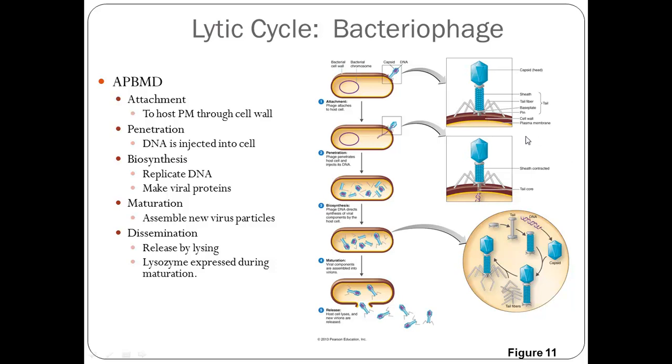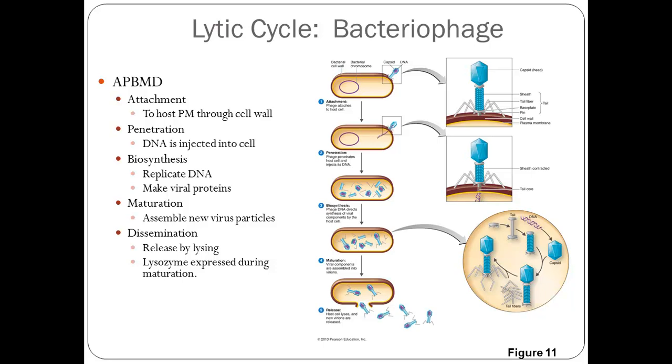So after attachment, the next step is penetration. And what ends up happening is, do you see the helical part? It looks like a pearl necklace, right? That pearl necklace is going to contract. When the pearl necklace contracts, that forces the tail core. You see here? Here's the tail core. It gets forced in, and it injects the DNA into the cell.